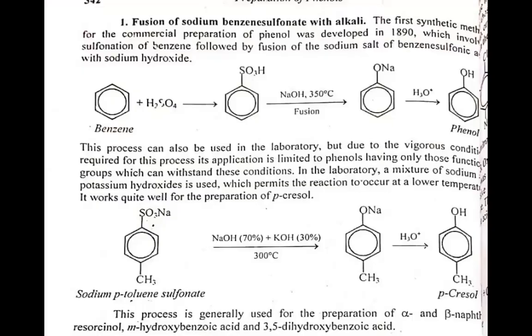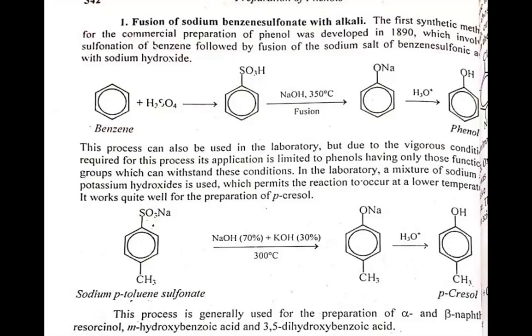Now, the first method for the preparation of phenol is from fusion of sodium benzene sulfonate with alkali. Now, this sodium benzene sulfonate is not already present as a natural compound. We have to prepare this sodium benzene sulfonate, and this is the first synthetic method for the commercial preparation of phenol and was developed in 1890, and it involves sulfonation of benzene followed by fusion of the sodium salt of benzene sulfonic acid with sodium hydroxide.